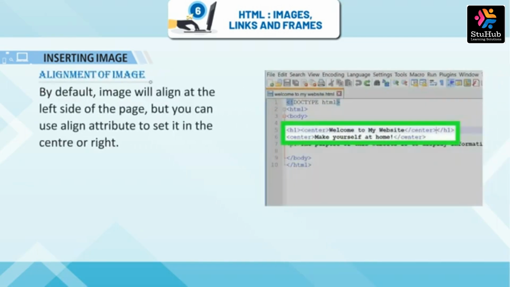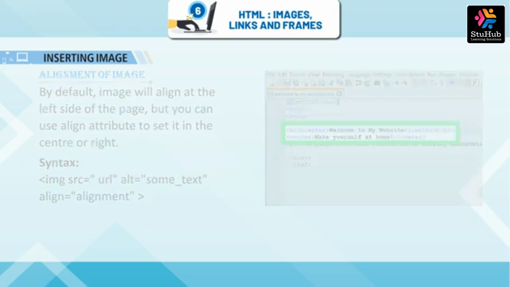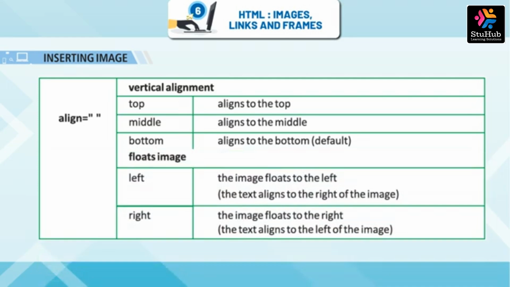Alignment of image. By default, an image will align at the left side of the page, but you can use the align attribute to set it in the center or right. Syntax: img src equals URL, alt equals some_text, align equals alignment. Vertical alignment. Align equals top aligns to the top, middle aligns to the middle, bottom aligns to the bottom, default. Floats image. Left image.